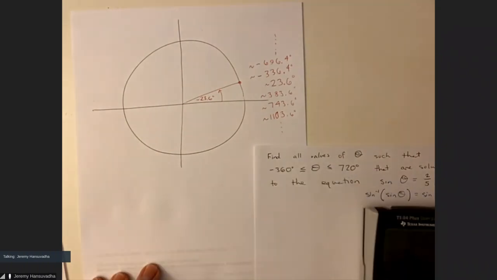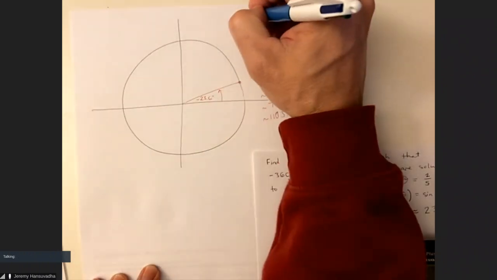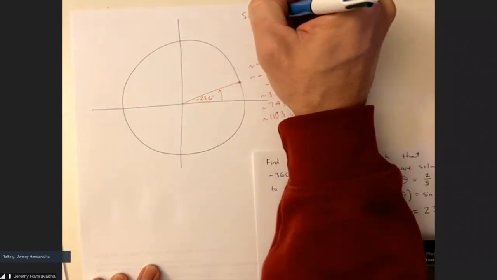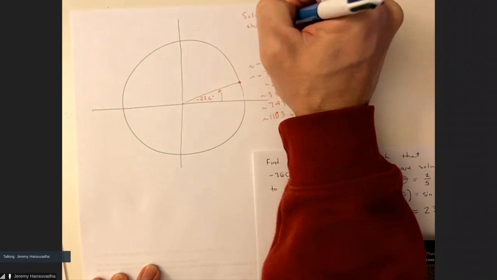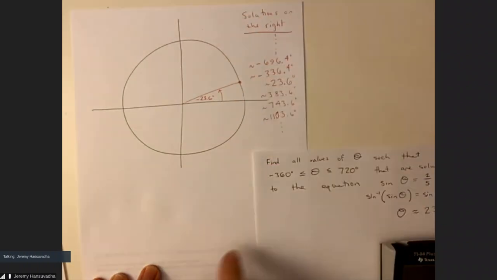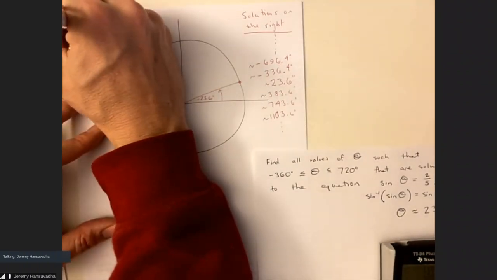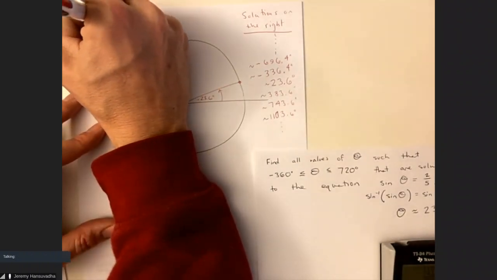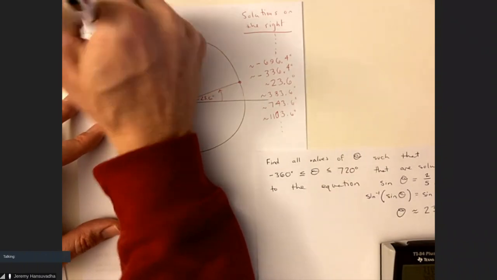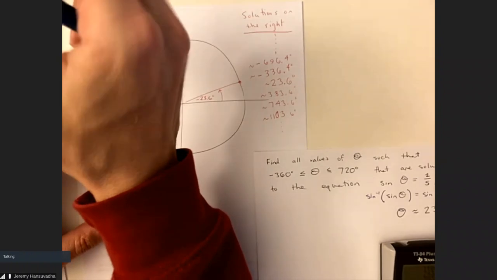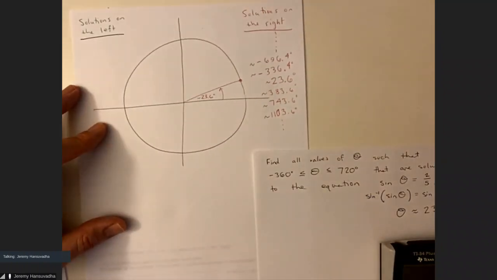All right, let's use our graph to find out, again, solutions on the right. I like using red for the right. Now, for solutions on the left, apologies if you are colorblind. Let's do this in blue. All right, solutions on the left.